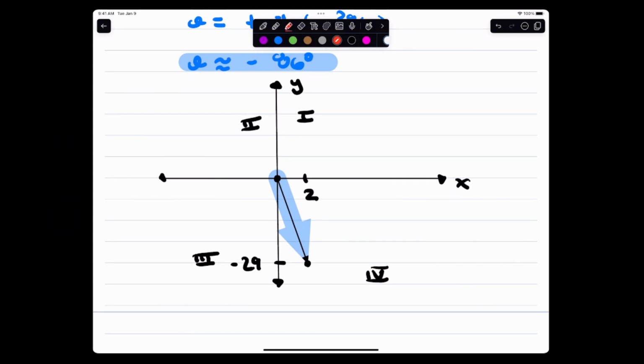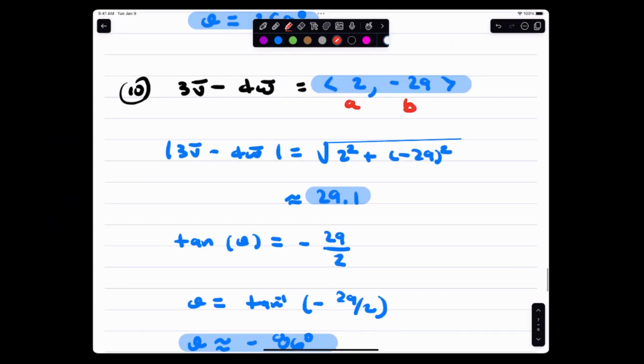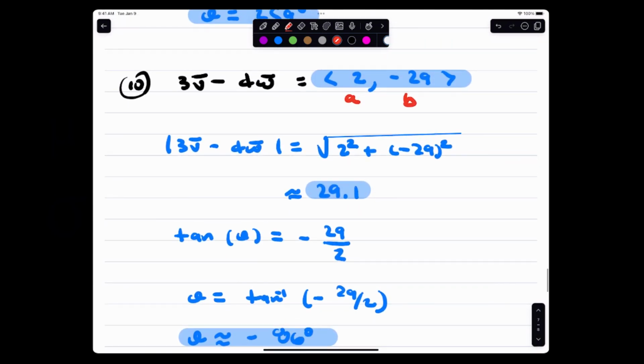Let's see. Does this make sense? Now, this is the point. Negative 29. Does that make sense to have a negative angle like negative 86 degrees? Sure does. So we're good. What do you guys think? You could leave it as a negative angle like that. That's fine. So the point I want to make to you guys is we can do vector arithmetic, and it's extremely important to do that.